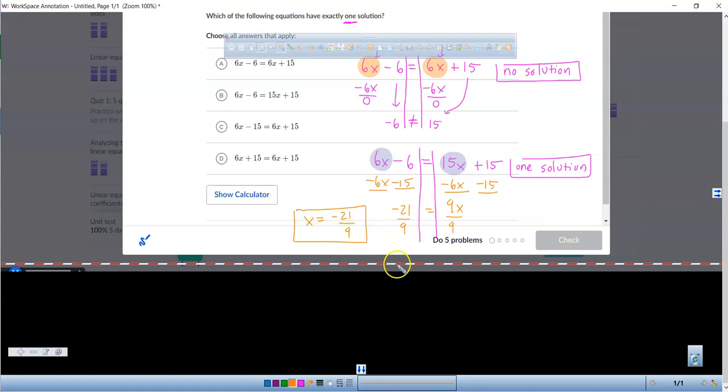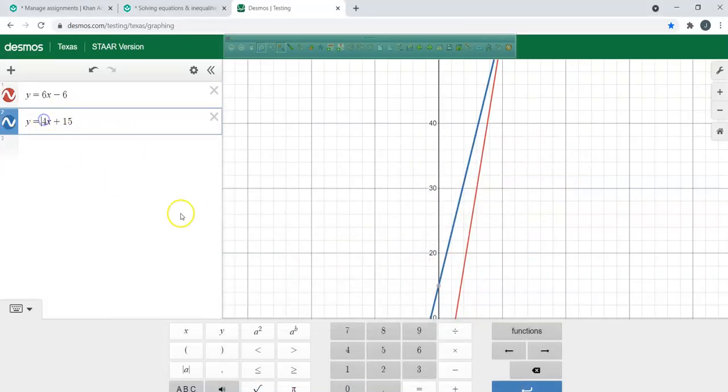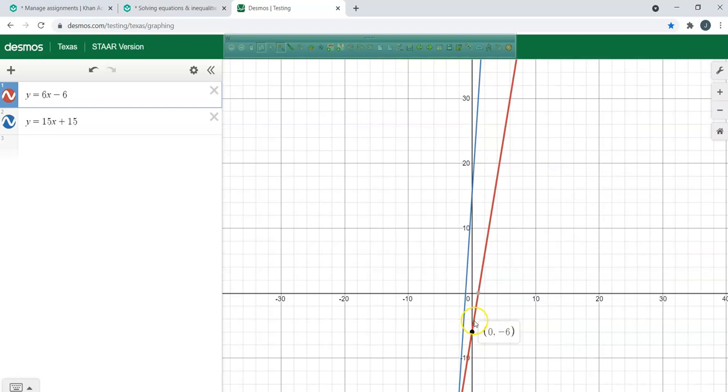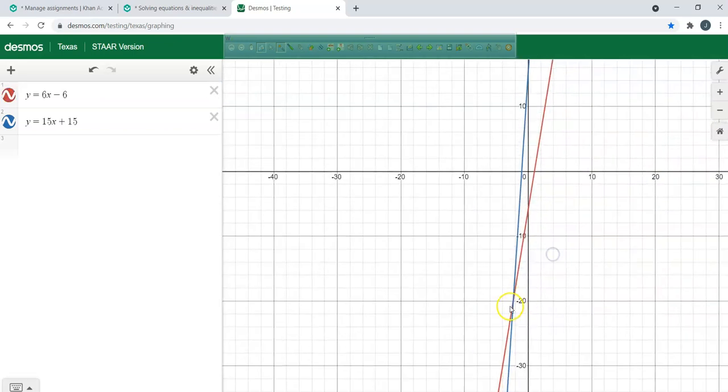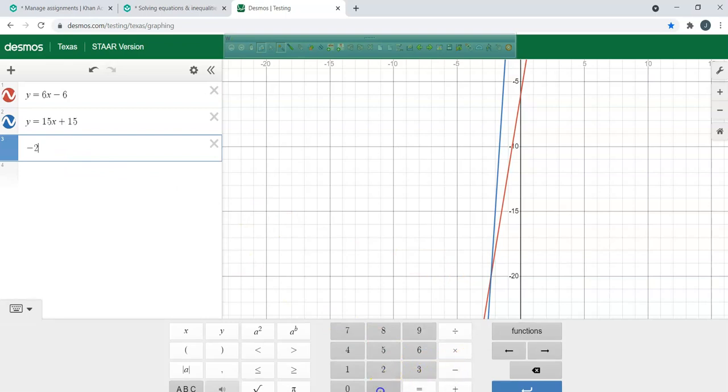Now, could you use Desmos to solve that equation? Absolutely. Check this out. I want you to type in 6x minus 6, and I want you to type in 15x plus 15. Let's go ahead and do that. 6x minus 6, and the other one was 15x plus 15. You'll see this right here. You have to find where the two lines meet. I'm going to zoom in a little bit. See where the two lines intersect right there at that ugly little fraction? Now check this out. If you didn't know what negative 21 over 9 was, that's negative 2.3333333333.